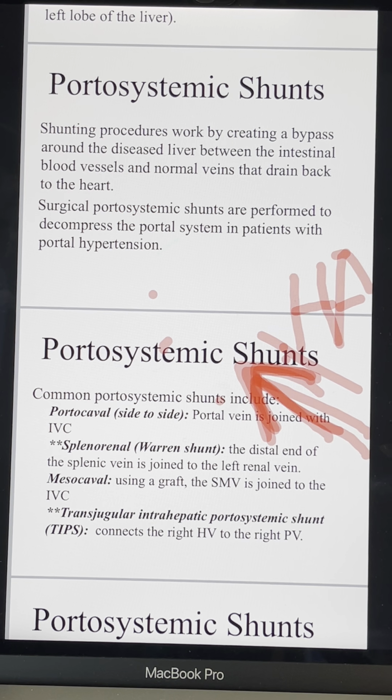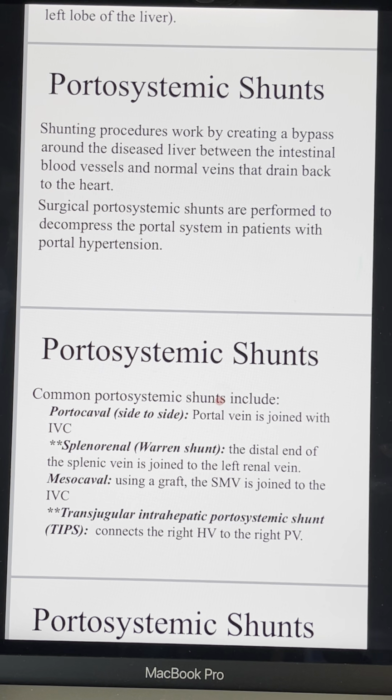There are a few different kinds of shunts possible when we talk about the liver. A portosystemic shunting procedure works by creating a bypass around the diseased liver between intestinal blood vessels and normal veins that drain back to the heart. Surgical portosystemic shunts are performed to decompress the portal system in patients with portal hypertension. So to avoid that pressure inside the portal vein, we just make a pathway.